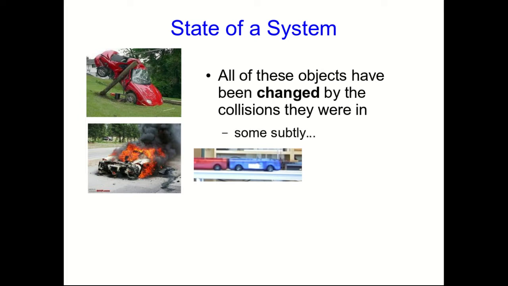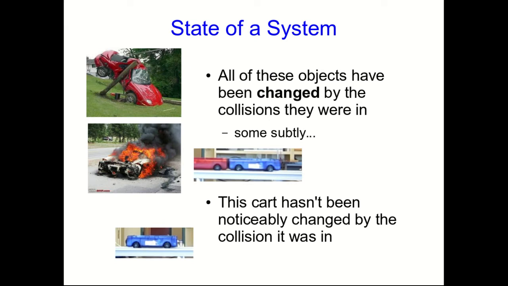In the case of the cart, it's sort of a subtle change, right? The hairs on its Velcro have been rearranged and perhaps bent and meshed with the hairs of the Velcro on the other cart, but it's still been changed. On the other hand, this cart hasn't been noticeably changed at all by the collision it was in. Well, look, all of the ones where the object was changed were inelastic collisions, and the one where the object wasn't changed was an elastic collision.